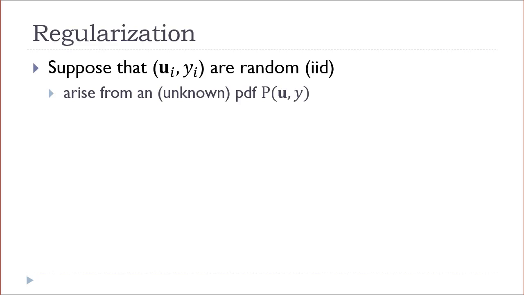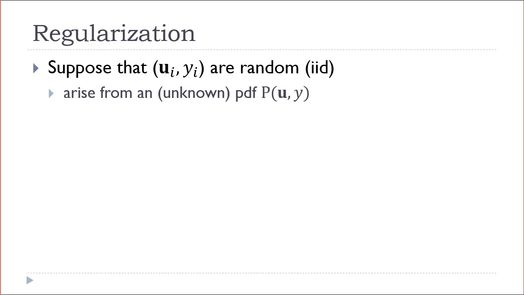Let us then look at the process of regularization. We will motivate it from the Bayesian perspective. If you are familiar with the Bayesian perspective, you may know that we postulate that the data or observations u_i, y_i are random and independent, identically distributed. We can assume that the observations are arising from some unknown PDF p of u, y. For instance, even if we are looking at some images and their labels, we can say that those images and labels are actually samples that are drawn from an unknown distribution.